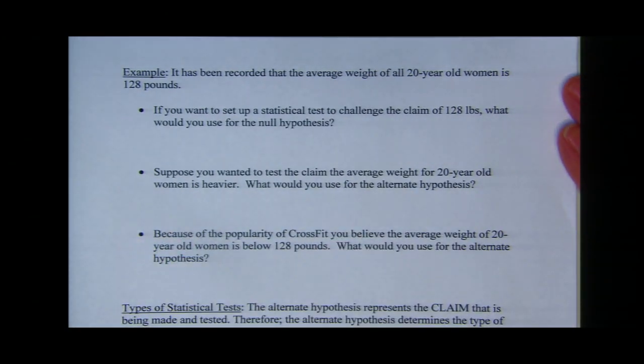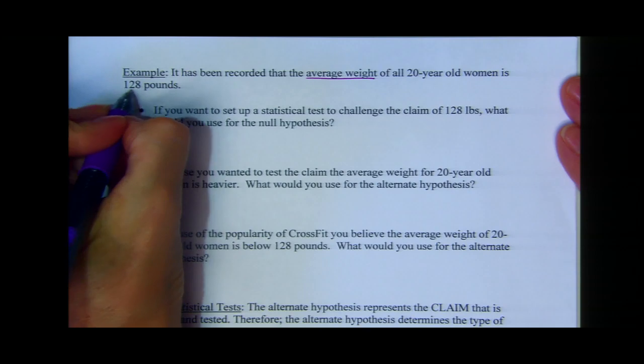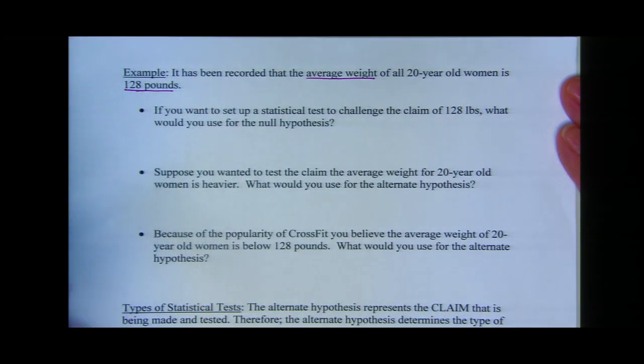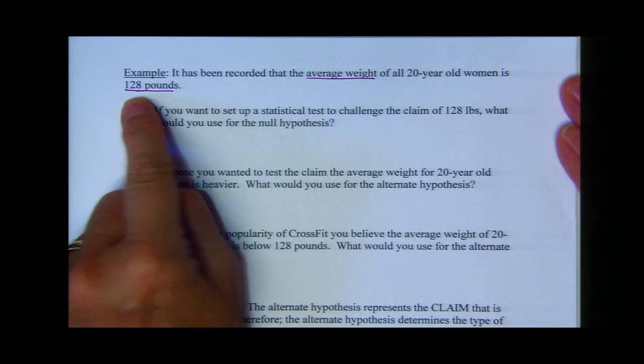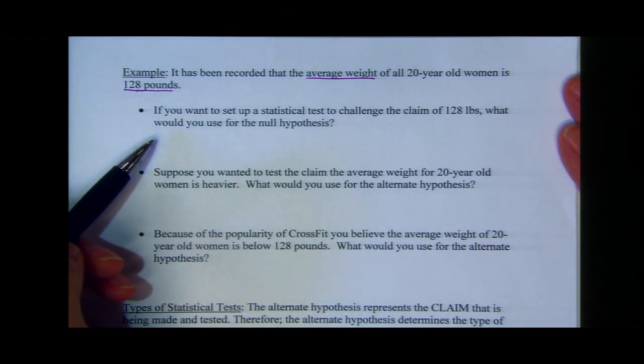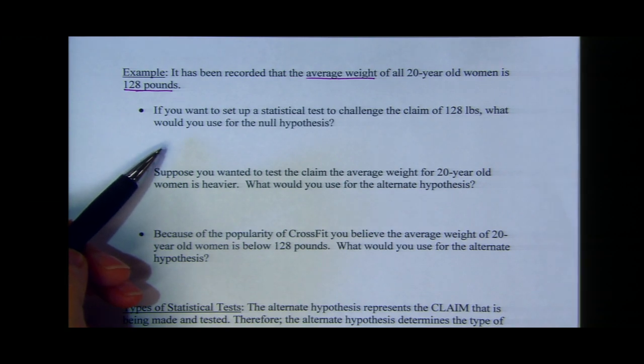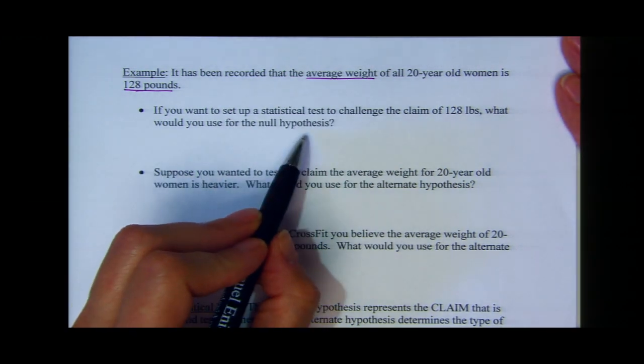It has been recorded that the average weight of all 20-year-old women is 128 pounds. So the average weight is 128 pounds. So if you want to set up a statistical test to challenge the claim of 128 pounds, what would you use for the null hypothesis?